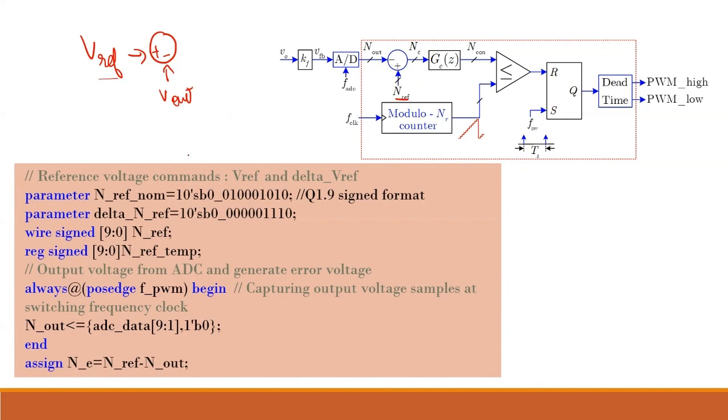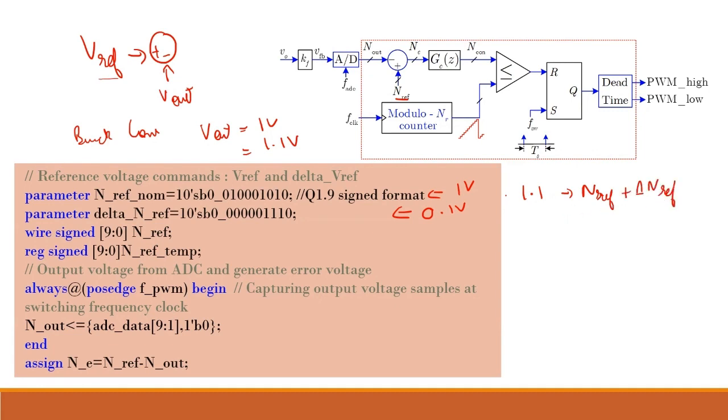So the reference, I can either give it like, let us say this is my buck converter. Its output voltage V out in steady state is 1. But I want to increase the voltage to, let's say, 1.1. So what do I have to do? This NREF was corresponding to 1 volt, and this delta NREF is like a step of 0.1 volt. So if I want to give it a reference of 1.1 volt, then I have to add NREF plus delta NREF, and that will be my new updated VREF.